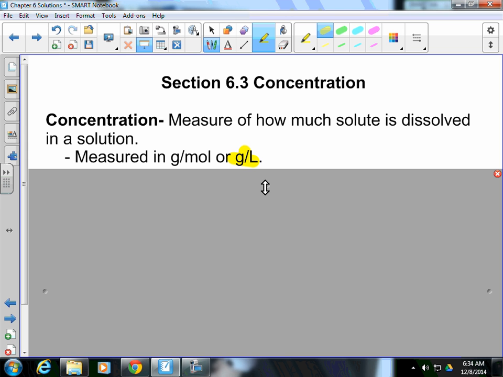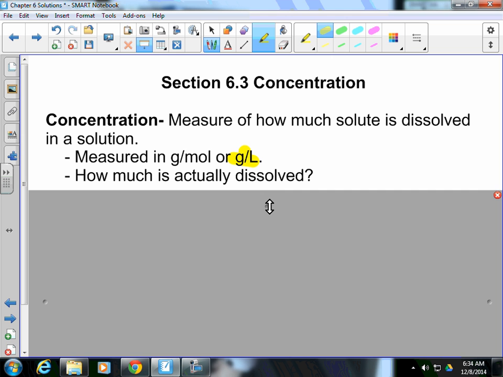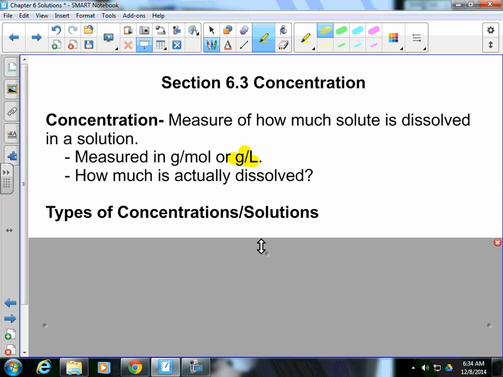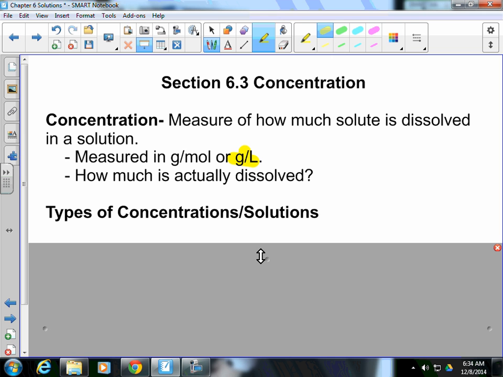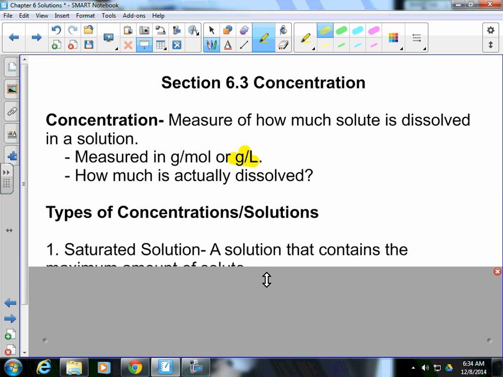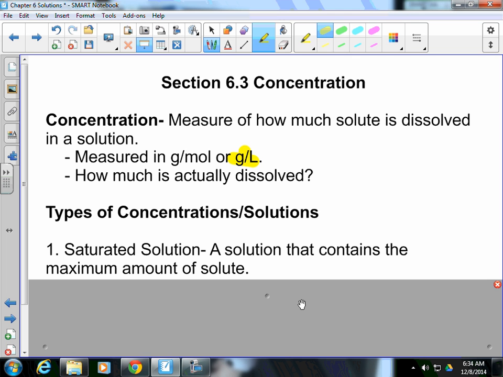But concentration is how much of something is dissolved in a solution. So how much is actually dissolved? And really, there's three types of vocab words that we can associate when we are talking about types of solutions. The first one is a saturated solution. A saturated solution is a solution that contains the maximum amount of solute. So it's the maximum amount.